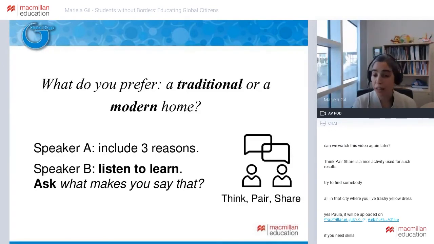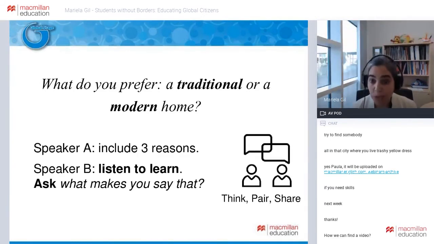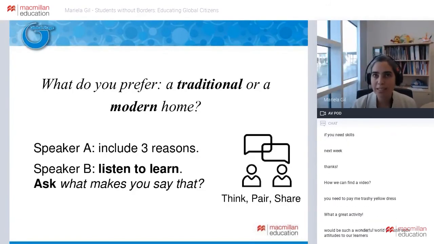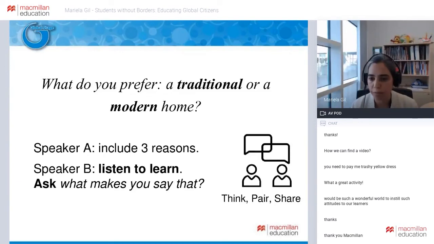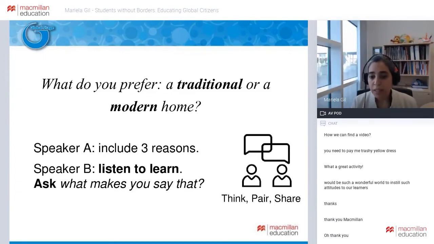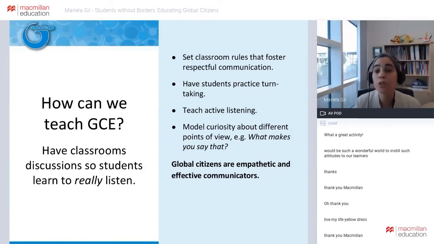When you do an activity like a think, pair, share, and you switch roles, and each one of them has to try practicing what makes you say that, you give them the chance to see what information comes that they wouldn't normally have gotten from the other person. So, incorporating discussions in your classroom where you're training students to really listen. Listen beyond English. Listen to the person. Listen to what it is that motivates them to say something.